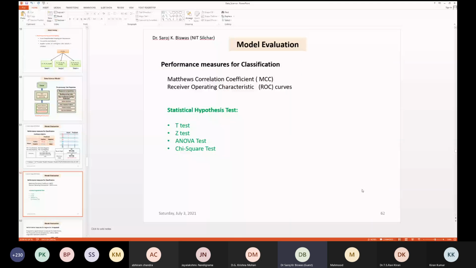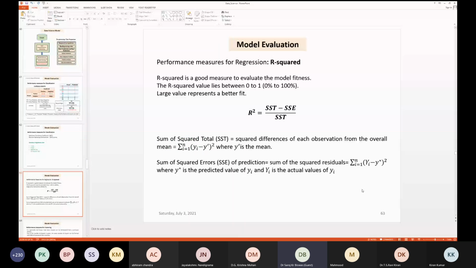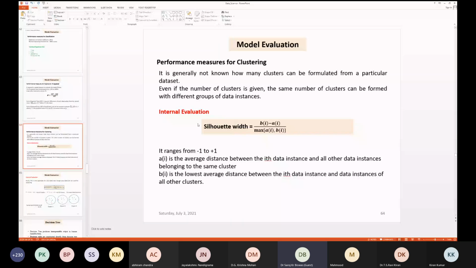For a clustering problem, we need different kinds of performance measures, called internal evaluation. One is the relative coefficient or the relative width, and the second is called purity, like that. Thank you everybody. Up to here I wanted to discuss.